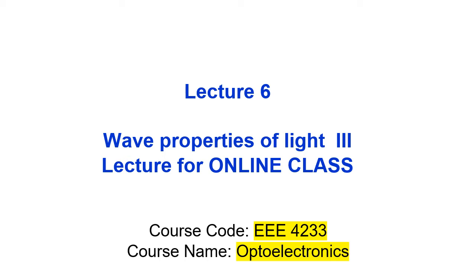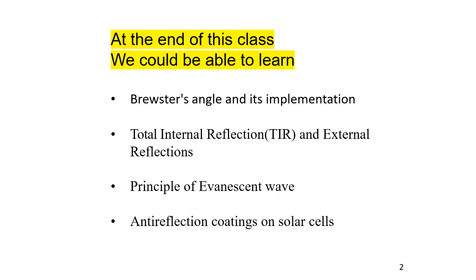Lecture 6, Wave Properties of Light 3, lecture on online classes, course code EEE4233, course name Optoelectronics. This is the last lecture of the wave properties of light. At the end of this class, we will be able to learn what is Brewster's angle and its implementation, total internal reflection and external reflection, principles of evanescent wave, and anti-reflecting coating on a solar cell.